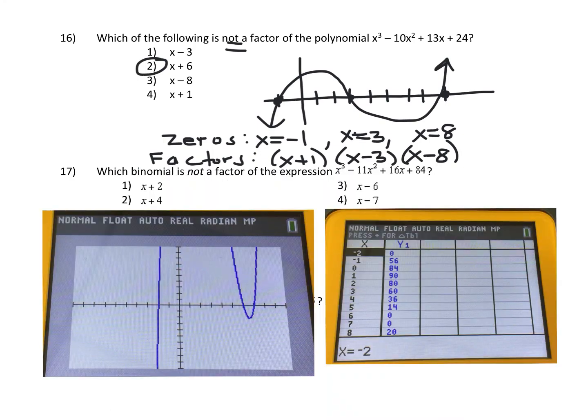All right, so for number 17, I just kind of jumped right to it. In the calculator, I graphed it. This is what it looks like. And then I also went to the table of values, and this is what I see. So look at the answer choices and see if you could determine which of the following is, again, not a factor.